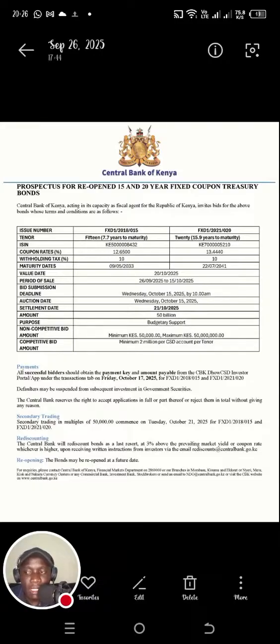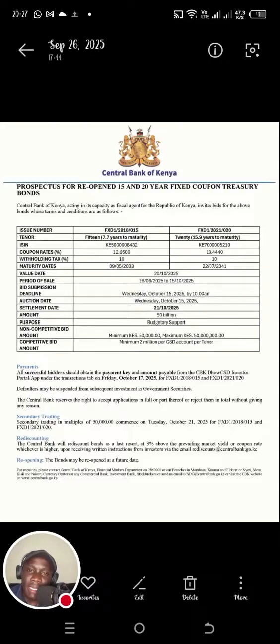Then rediscounting. When you talk about rediscounting, it simply means getting your money back before maturity. That is what we call rediscounting. So the Central Bank of Kenya will rediscount bonds as a last resort at 3% above the prevailing market yield or coupon rate, whichever is higher, upon receiving written instructions from investors via email, rediscounts at centralbankofkenya.go.ke. Now, that is a very important point that you should not ignore.